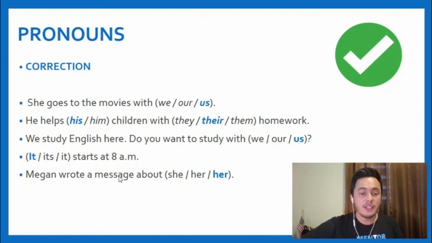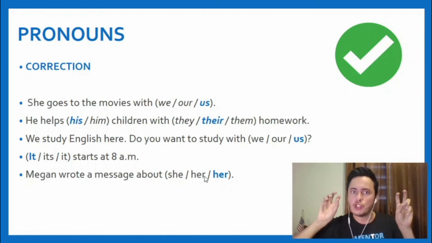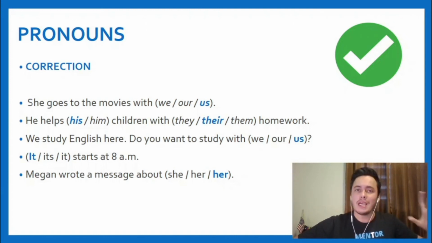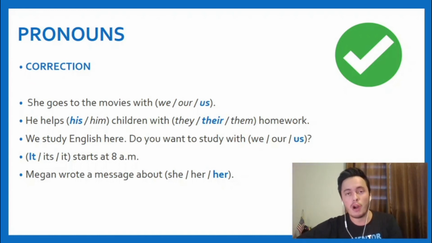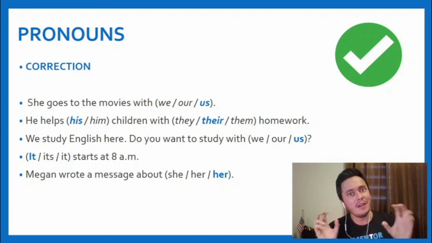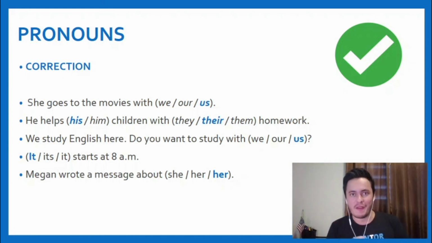Megan wrote a message about her. So here you have two hers. You have the second and the third. Now this is to show you that her can be a possessive. So you can say her car, her house before a noun. But you can also put it in the end as a complement or after prepositions. So she wrote a message about her, or he loves her. This her I'm using is not a possessive, it's a complement. Just to show you that they are written the same way, but they mean different things.